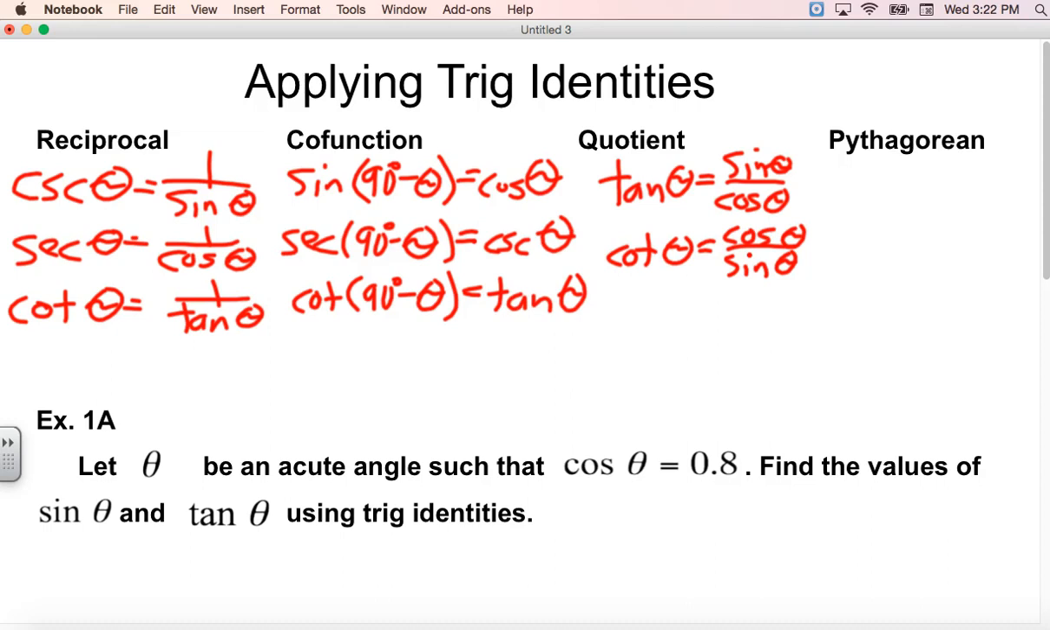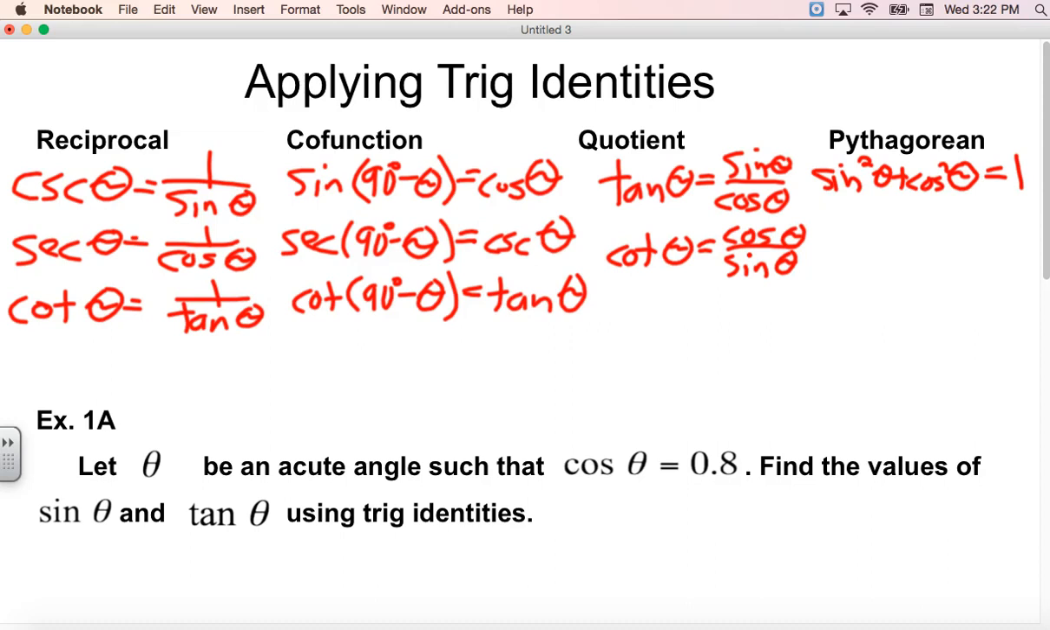Okay, last ones that we'll look at are called the Pythagorean identities, and the main one that you use for these is that sine squared of theta plus cosine squared of theta equals 1. That's the main one that you're going to see used. Sine squared of theta plus cosine squared of theta equals 1. And yes, sine squared of theta is sine theta times sine theta. It's sine theta times itself. So sine squared theta is just sine times sine.